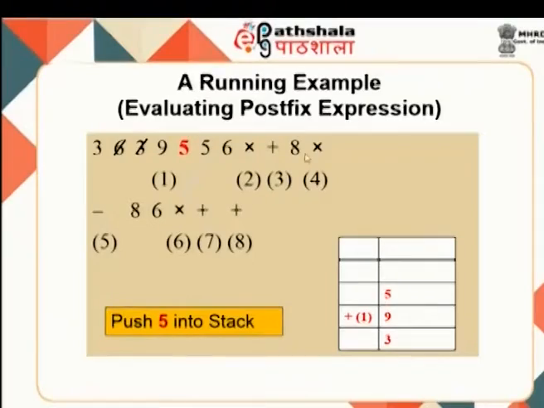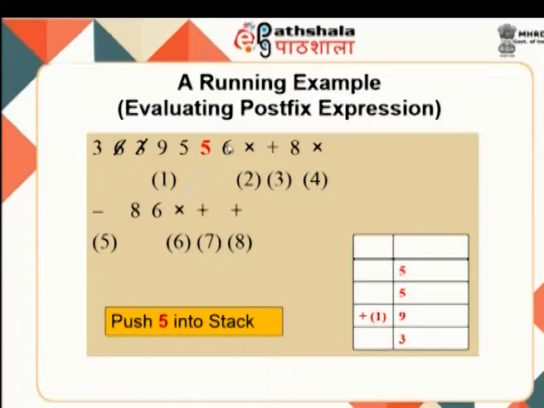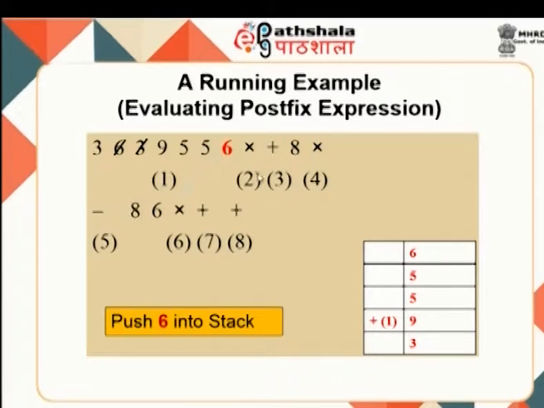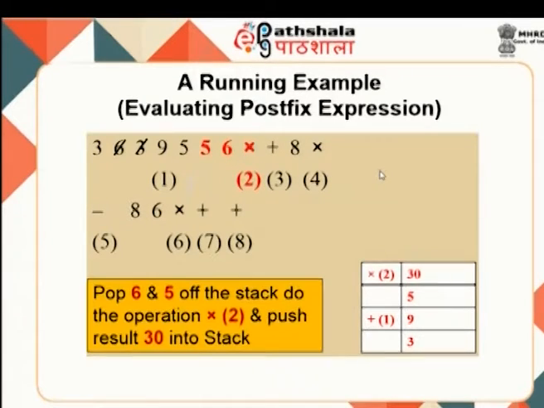Now, next what I see is a 5. Okay. So, this is removed because now the result is only 9. So, I have changed that and now you see a 5. So, just push it onto the stack. Next you see a 5, push it onto the stack. Next you see a 6, push it onto the stack. Next what you see is an operator, the multiplication. You have to pop the 2 and push the result onto the stack. So, that is what will happen here, as I already explained. Pop 6 and 5 off the stack, do the operation multiplication and push the result onto the stack.